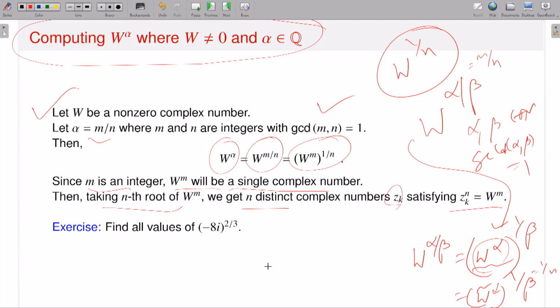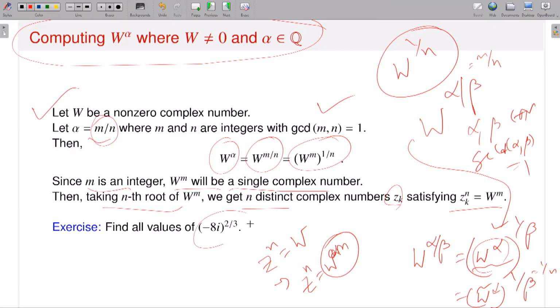So earlier, what did I have? You have to find what are the complex numbers which satisfy z to the power n. If I am talking about nth roots, then what are the complex numbers z such that z to the power n is equal to w? Now this time, if I want to calculate w to the power alpha, and alpha is equal to m by n, then I am asking what are the complex numbers z such that z to the power n is equal to w to the power m. And I think of w to the power m as a different complex number. So then you can do that.